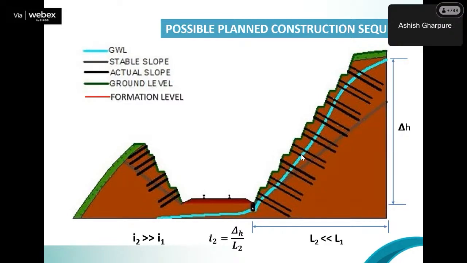So now if you see, the delta H remains the same, but the length has reduced. So at the toe of this cut slope, there will be huge exit gradient pressure, right? And this is where the problem starts, and which is where the requirement of a toe wall comes in, right?